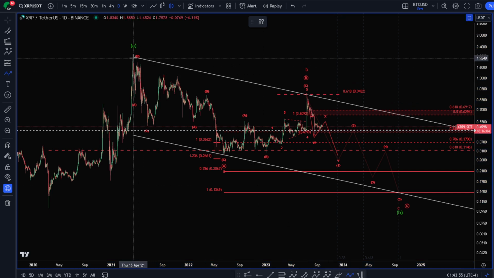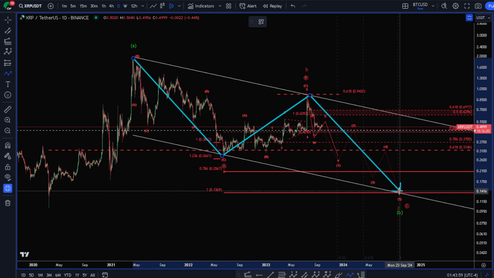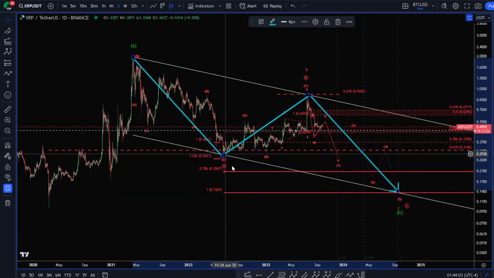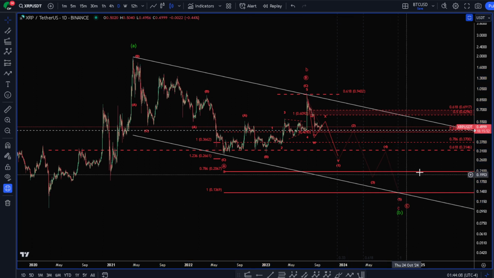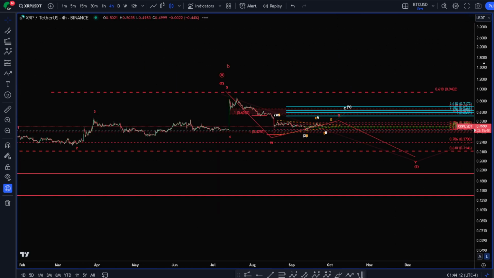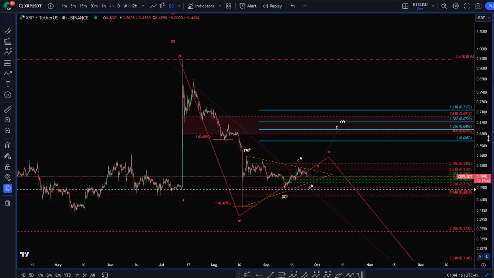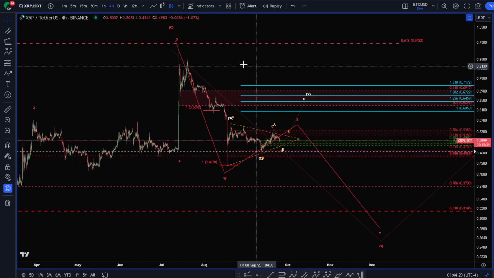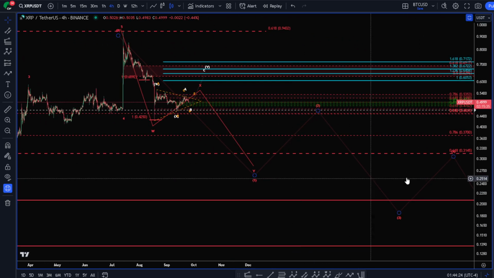That target is used as the extension of our A wave off our B wave at the 1-to-1, where that would hit us at the bottom of our channel, also hitting our target at the 1-to-1 eventually, perhaps next year. Now going down to the smaller time frame, this is the high of our B wave you see here, looking for the ending diagonal to pan out from here.